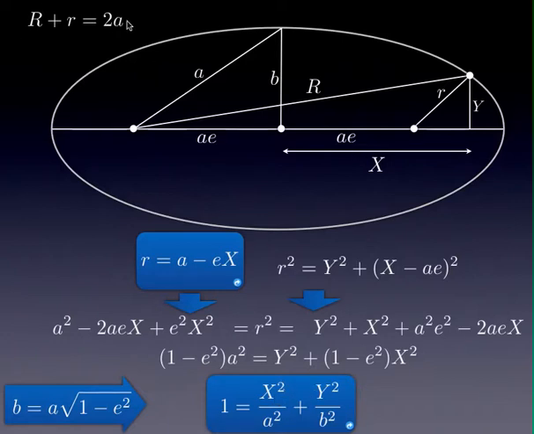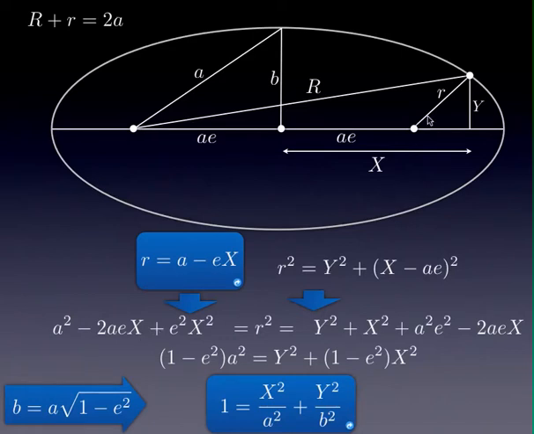So let's start from this definition. We showed in a previous video that if we start from this definition, we find a simple relation between the distance to one of the foci and the projection on the x-axis. You can click this link to see this derivation. Just squaring this equation, we find this relation between r squared, a, and e and x.